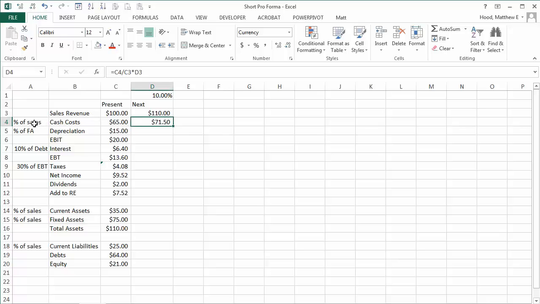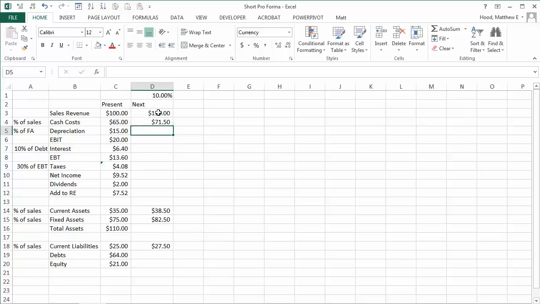Now I'm going to use this formula every time I see percent of sales, which is here, and here, and here. And the only way I can do that is if I lock in this with the $ sign for C3 and D3, so that this is always the one being referred to. So I'm going to copy this here, because not only is cash cost a percent of sales, but current assets is a percent of sales, fixed assets is a percent of sales, current liabilities is a percent of sales.